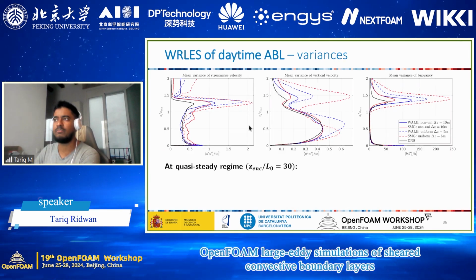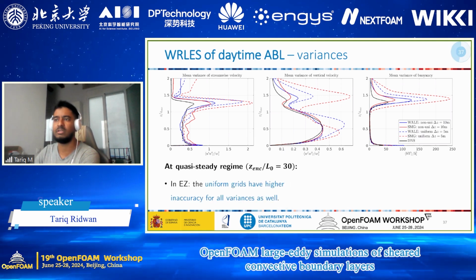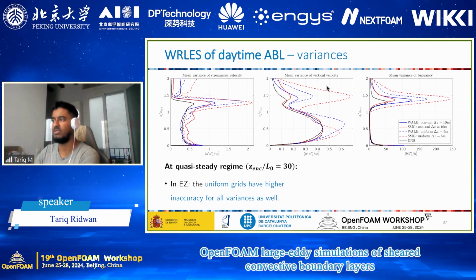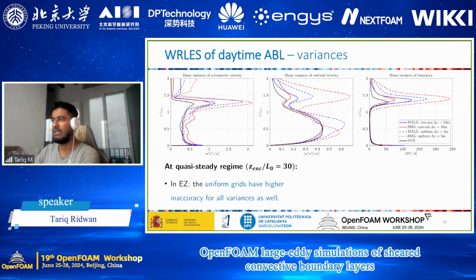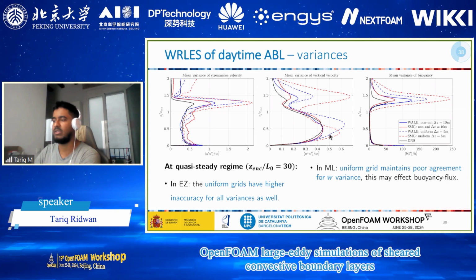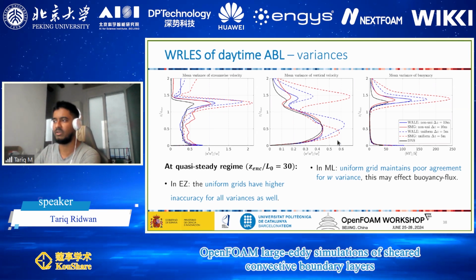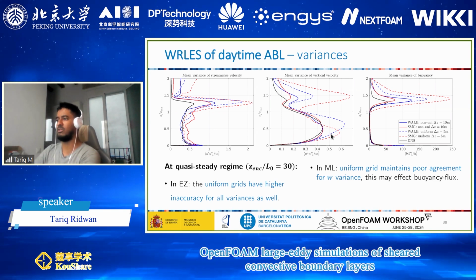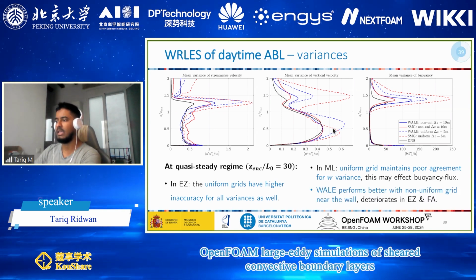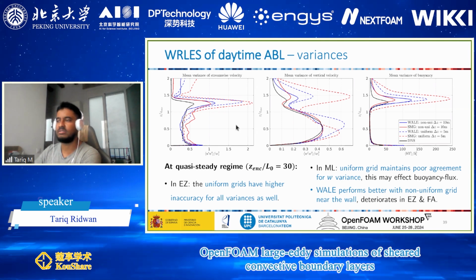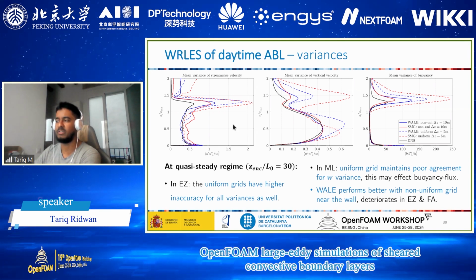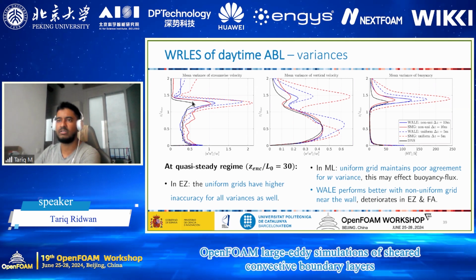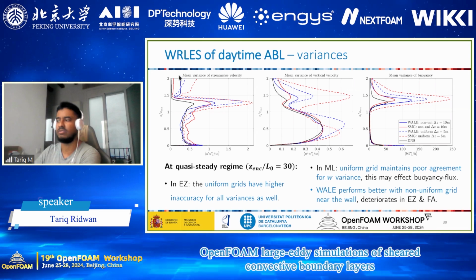Moving to the variances of velocities and buoyancy, we can observe that in the entrainment zone the uniform grids have high overprediction, and also in the mixed layer the uniform grid has overprediction for the vertical velocity, and this may result in a poor buoyancy flux prediction. Another observation is that the WALE subgrid-scale model performs better with the non-uniform grid near the wall. However, it actually deteriorates when it goes to the free atmosphere.